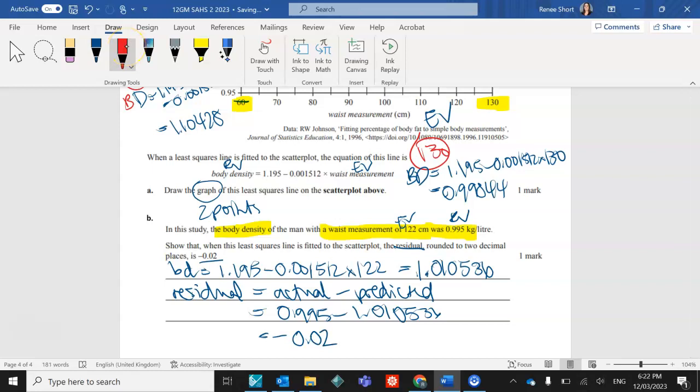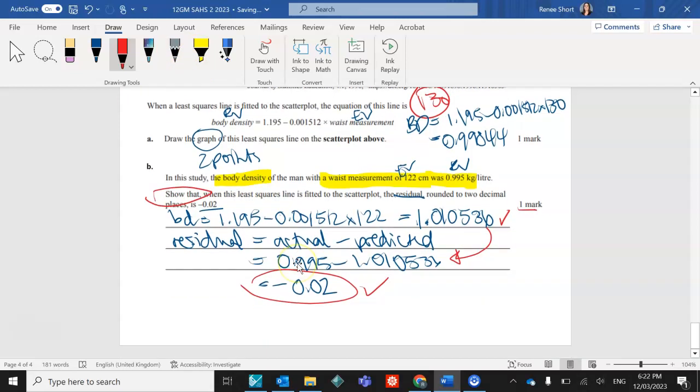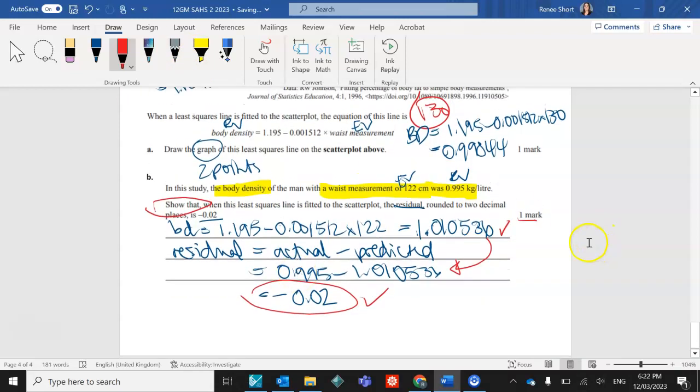Now, this is only worth 1 mark, and it is a show that question. So I have to get this as my final answer. I can't just use it, and I need to show how I got that as my answer, which means I do actually have to do this part here to get the predicted value, and then show that being substituted in the rule to then show how this is found. So there's actually quite a few things I need to do there to get that 1 mark.